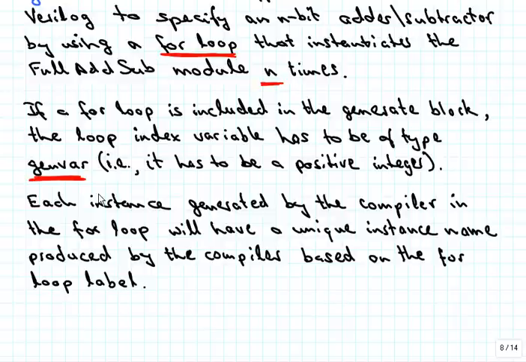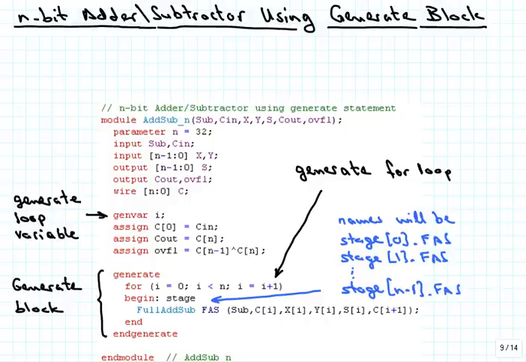One of the things that has to be done is that we have to have some sort of naming for all those modules that are going to be instantiated, and the name of each module has to be unique. So we have to let the compiler generate numbers in the for loop that will give us unique instance names produced by the compiler, and that is done by adding a label to the for loop. So here's what that looks like.